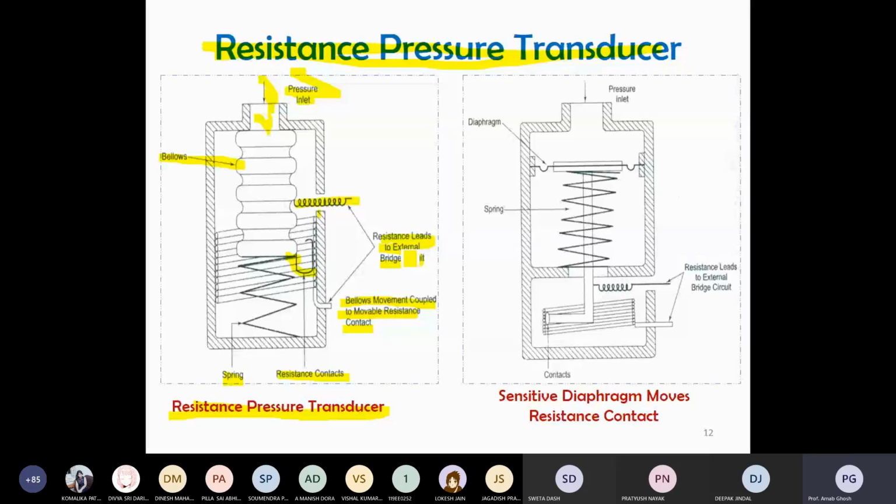So you can say it is a resistance pressure transducer. Changing of the pressure may cause a change in the resistance path, meaning the current flowing through the resistance path.